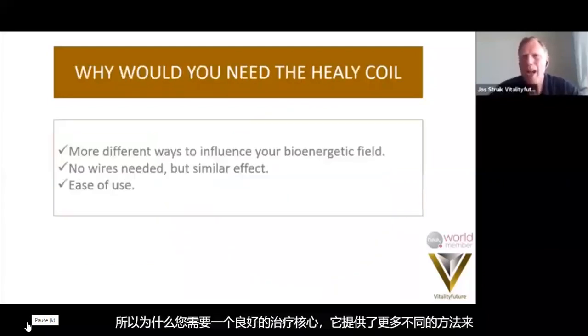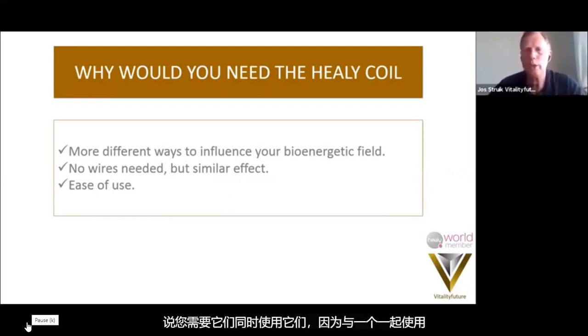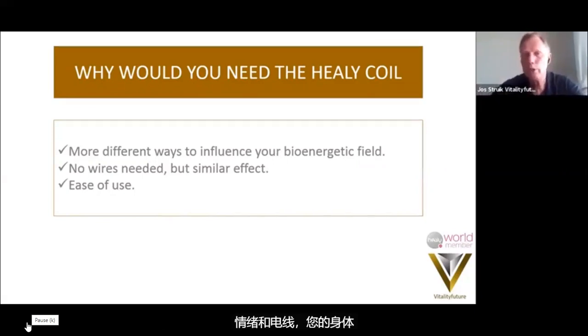So why would you need a healing coil? Well, it gives more different ways to influence your bioenergetic field. That's what I always say when people ask me, do I need the resonance or do I need the microcurrents? I always say, you need them both. Use them both. Because with the one, the resonance, you influence your intentions, your feelings, your emotions. And with the wires, your physical body.